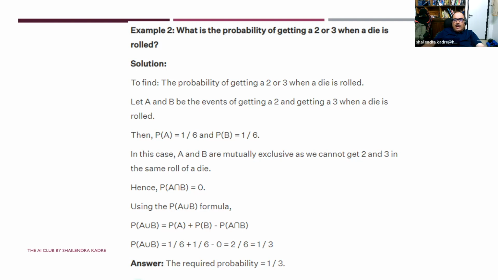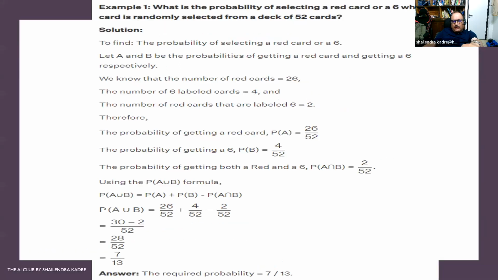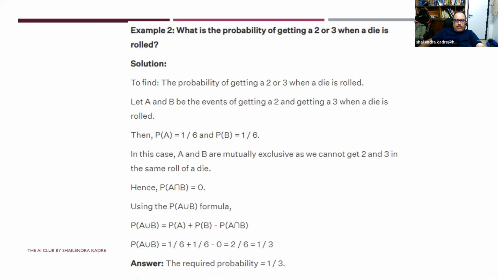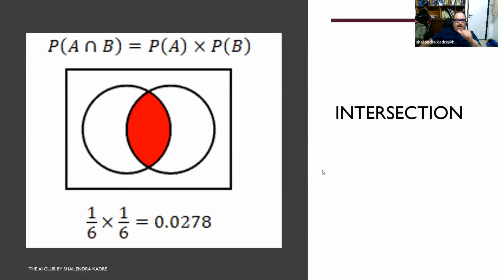Understood? So I included this problem because it has mutually exclusive events. The earlier problem had overlapping events, because there are cards that are both red and 6. So either overlapping events or mutually exclusive events, I included both problems. Now we go to the next.